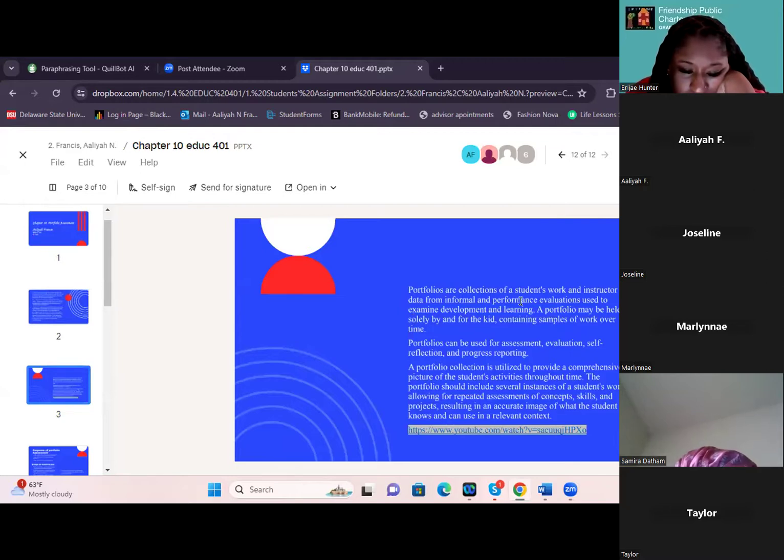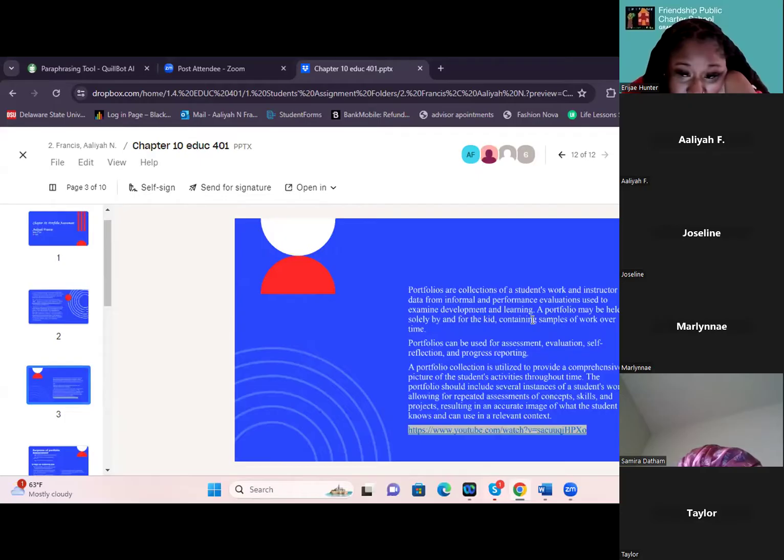Portfolios are collections of a student's work and instructor data from informal and performance evaluations used to examine development and learning. A portfolio may be held solely by and for the kid, containing samples of work over time. Portfolios can be used as assessment, evaluation, self-reflection, and progress reporting.